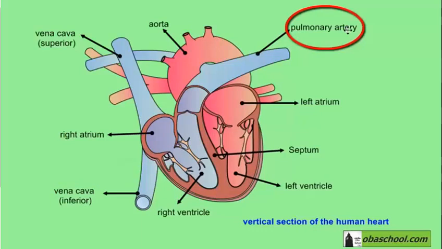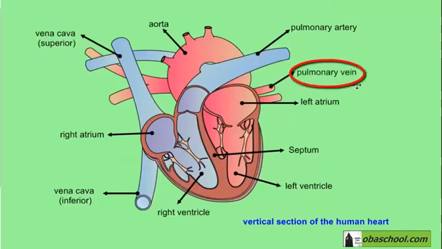This is the pulmonary artery, which is the artery that takes blood from the heart to the lungs. This is the pulmonary vein, which brings the blood from the lungs back to the heart.